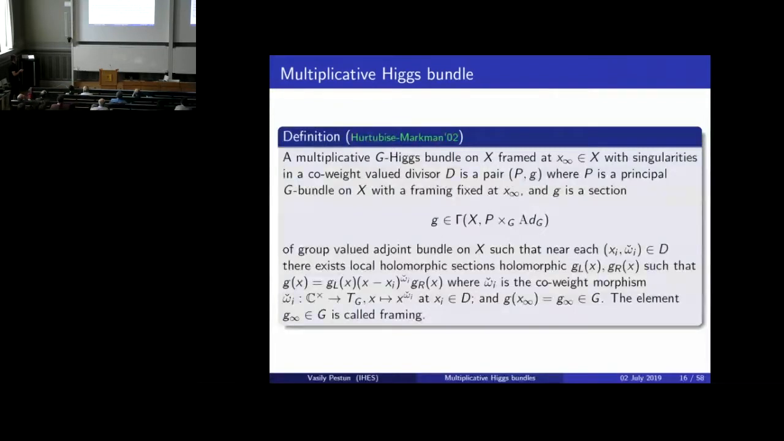And we think about omega I check as a morphism from C star to the maximal torus of G. So the element at infinity, this g infinity, is called framing, and the theory is more or less independent of the choice of this framing. We'll just assume that it's regular semisimple.